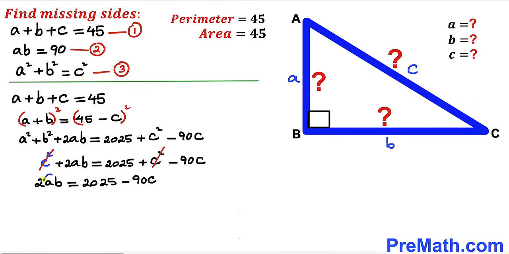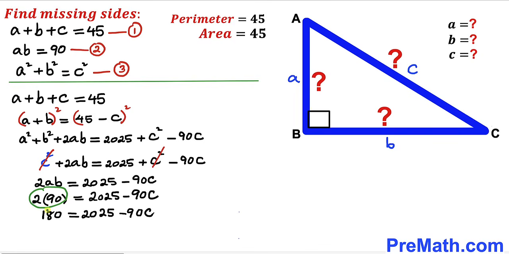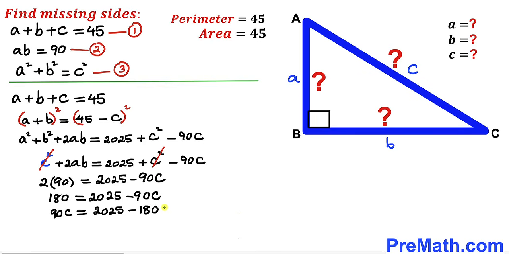Now let's focus on a times b. From equation 2, a times b equals 90. So I can substitute a times b with 90 over here, equals 25 minus 90 times c. In this next step, 2 times 90 is going to give us 180 on the left hand side. Now I'm going to move this 90c to the left hand side, and at the very same time move this 180 in the opposite direction as well, as you can see in this next step.